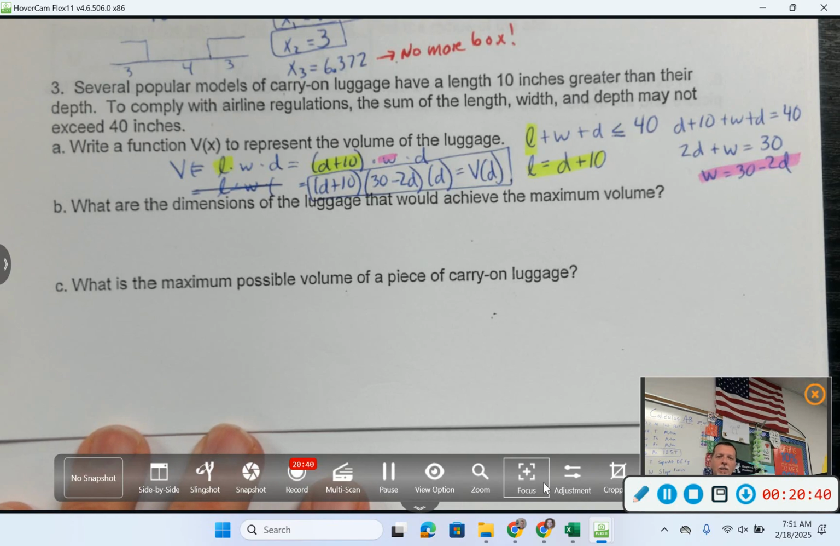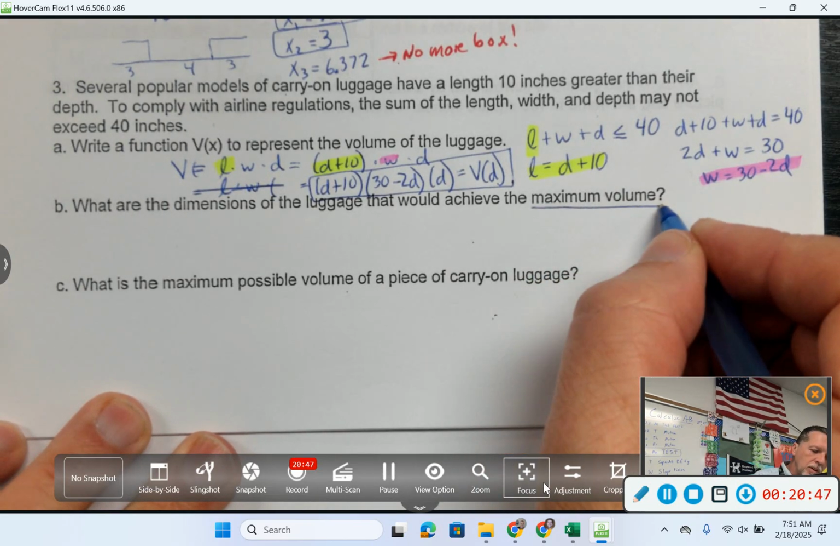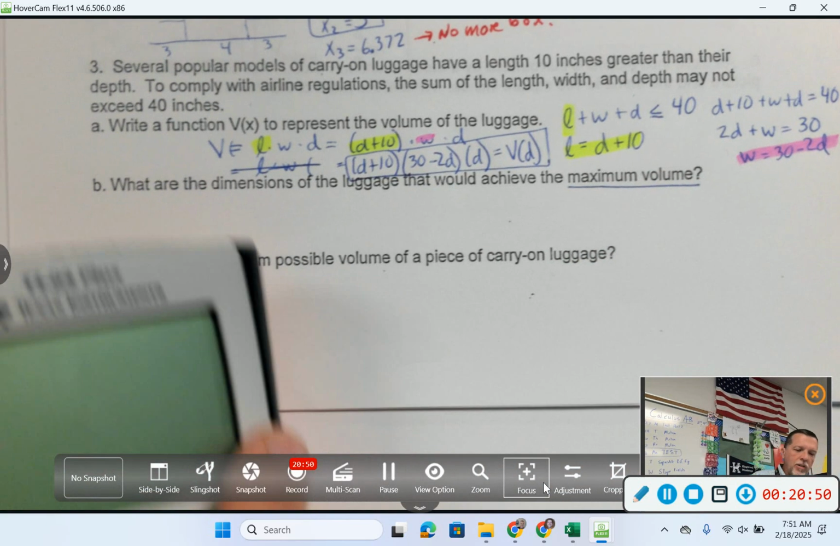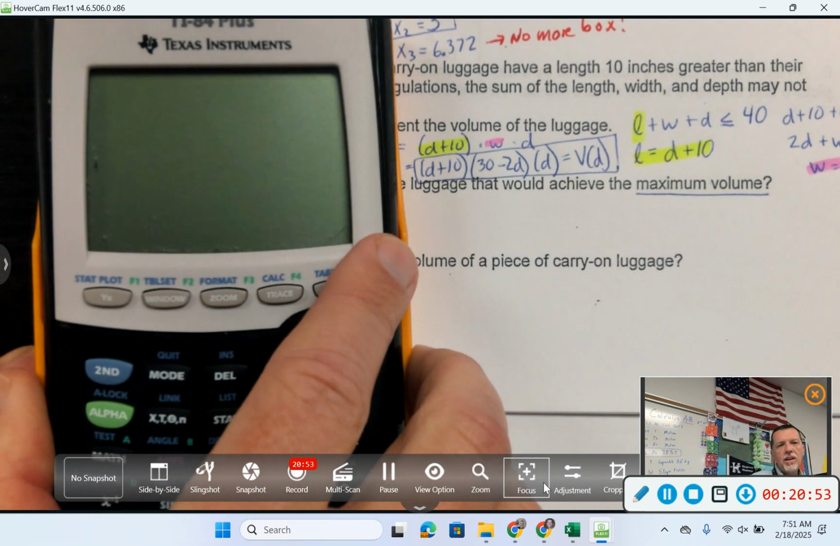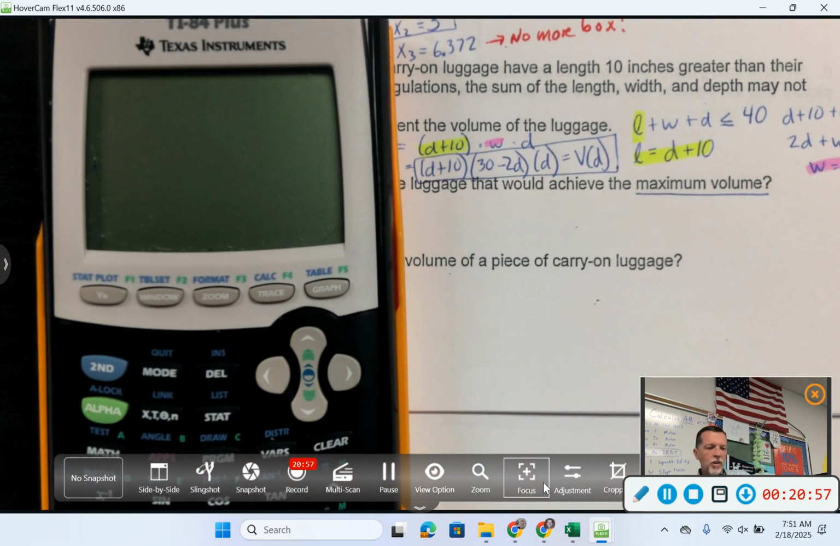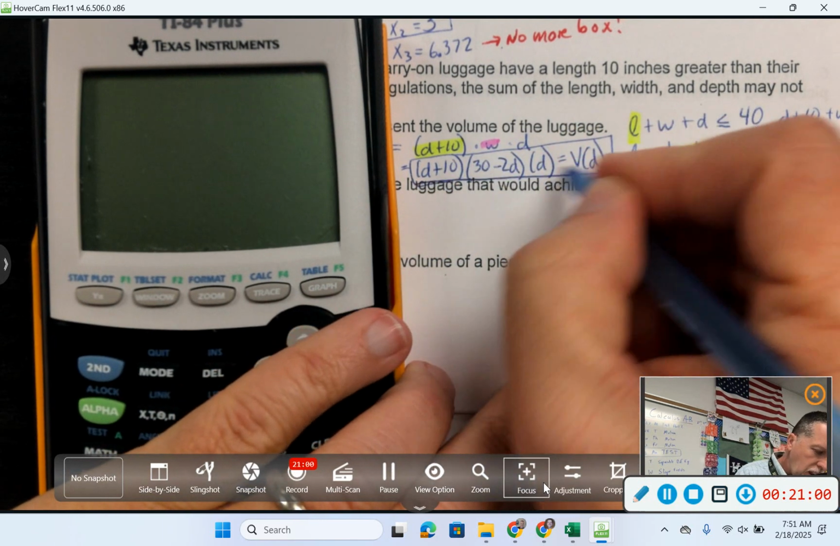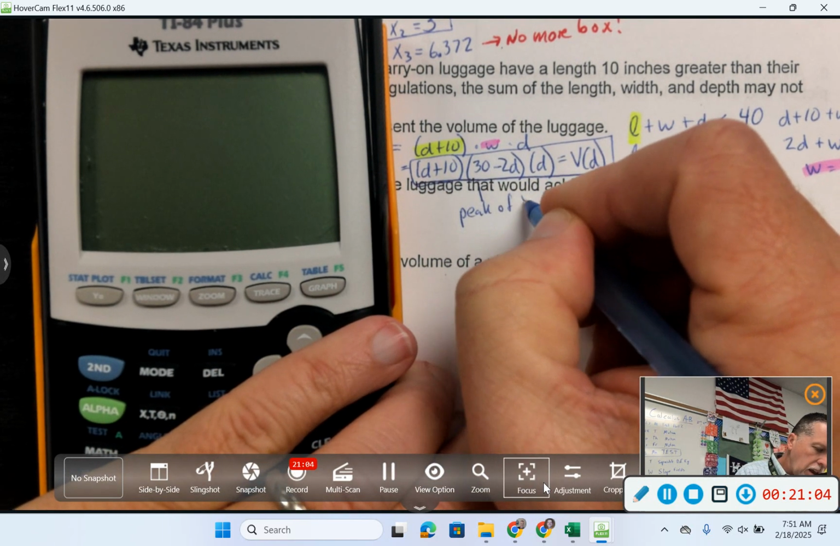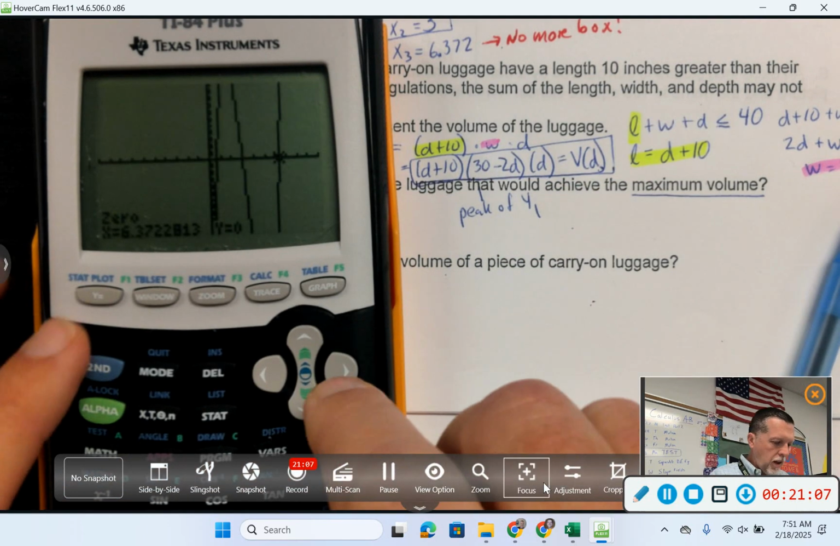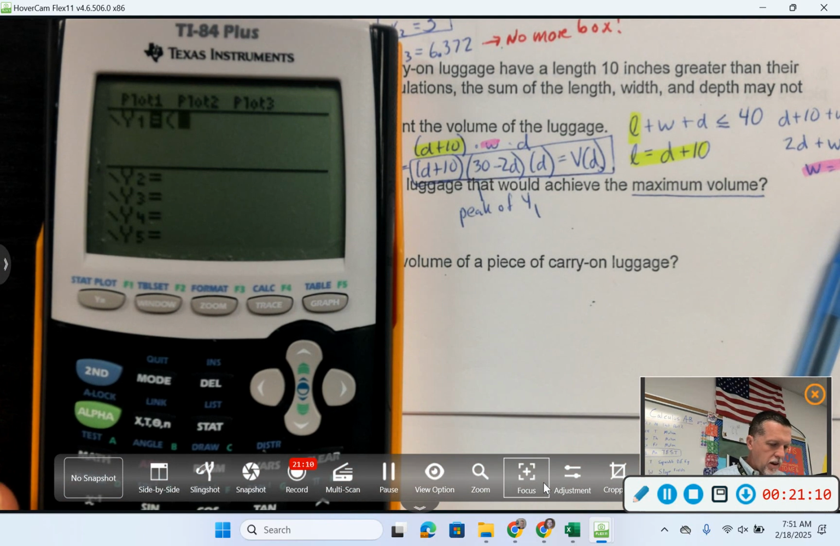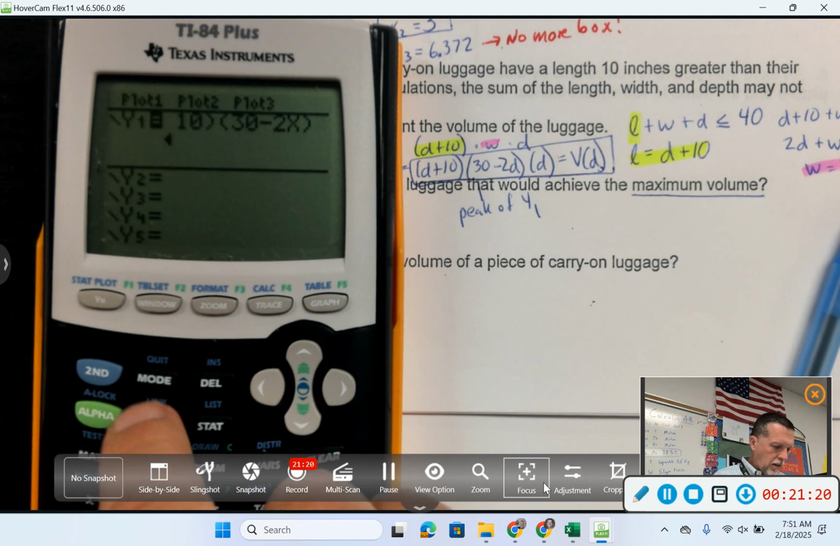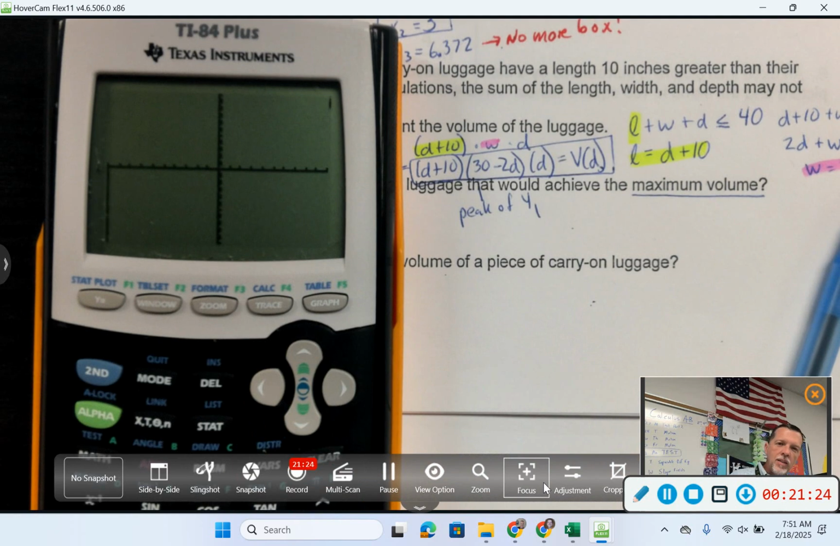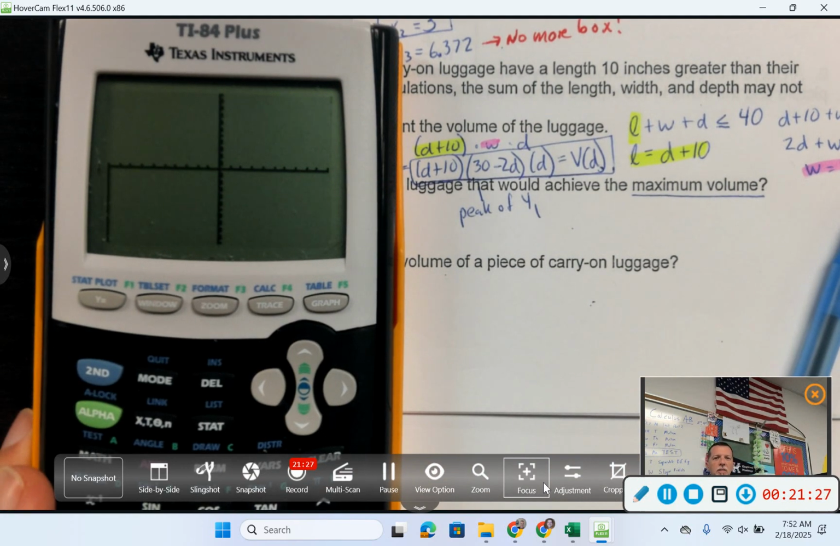So now I can go to the calculator. What are the dimensions of the luggage that would achieve the maximum volume? So how am I going to look for maximum volume on a calculator? Yeah, the peak. So let's put in this equation and look for the peak of that equation. And again, take the time to multiply it out if you like, but why would you bother? Yeah, we'll just use x. X plus 10, 30 minus 2x, and x. And looking for the peak means we'll be looking for the top, so who knows how far up this thing goes.